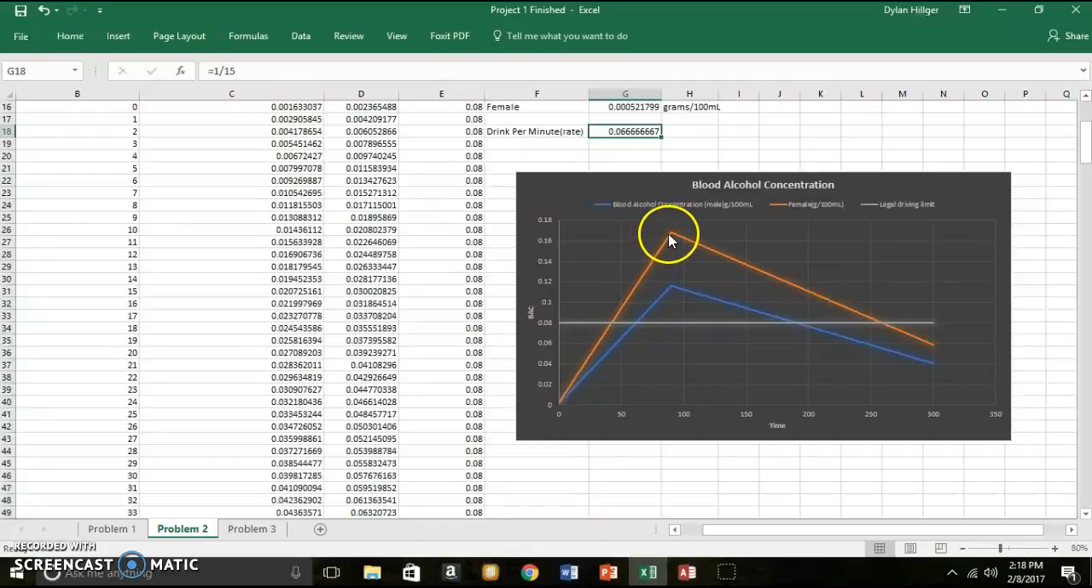We have them stop at 90 minutes, and after that the elimination rate is just the elimination rate on its own, and the body starts to get rid of the alcohol at that constant rate. I've got about 190 for the male reaching the legal driving limit, and the female reaches it at about 206. It's roughly 260 before they reach that point.